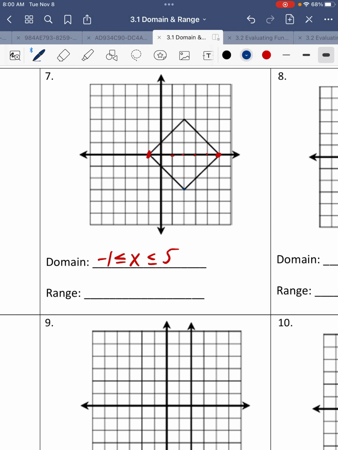Range, the lowest y value, lowest point of the graph is down here at negative 3. And the highest point is up top at 3.